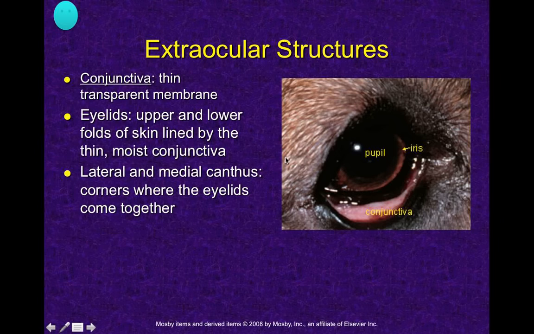Extraocular structures that are important to know: we have the conjunctiva, which is a thin transparent membrane, and that's the pink of your eye. So if you flip your eyelid open, it's the mucosa within your eyelid. The eyelids are upper and lower folds of skin lined by the thin, moist conjunctiva. There's the lateral and medial canthus, which are corners where the eyelids come together. Close to the nose is the medial canthus. Away from the nose is the lateral canthus. And then there are tarsal glands, which produce a waxy substance that helps prevent the tears from overflowing onto the face.